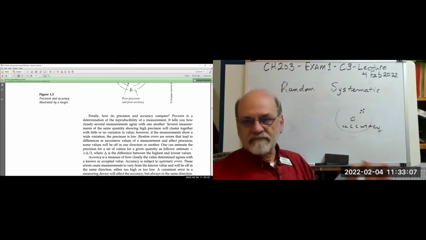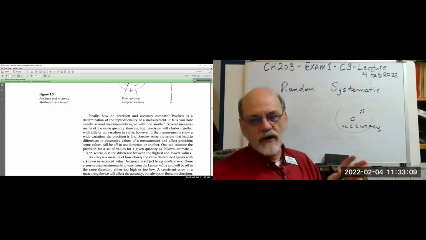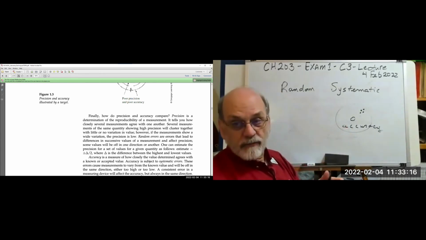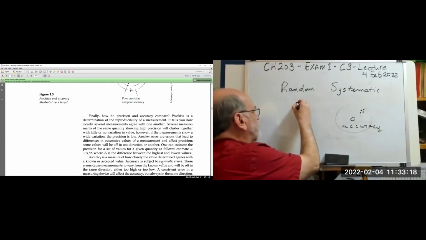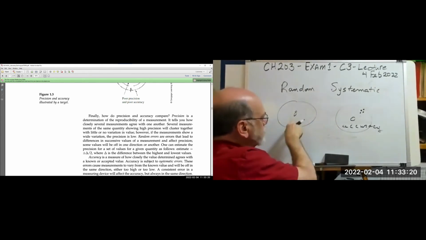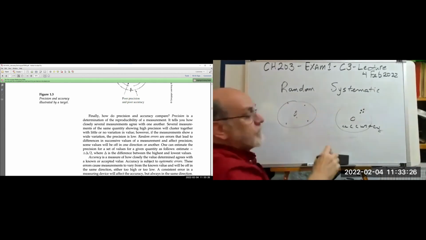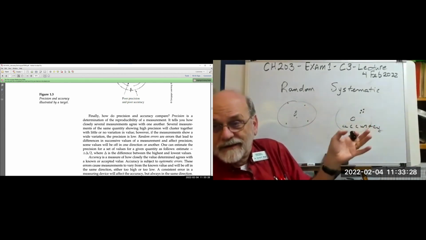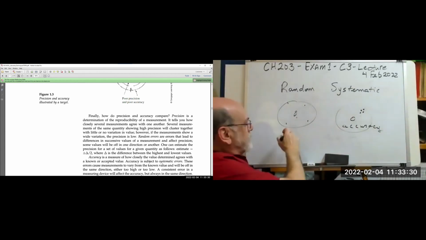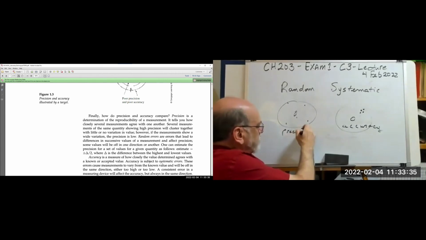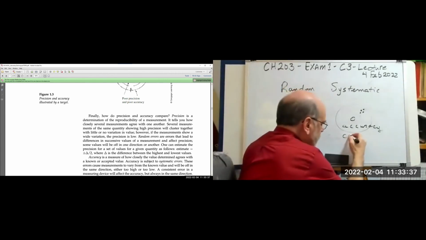Random errors, nope. You never know where a random error is coming from. The random error affects not accuracy, but precision. So if you're aiming at the bullseye and you make a measurement here, here, sometimes over here, sometimes there, it's just a mess. Okay, so this affects precision. This is correctable.